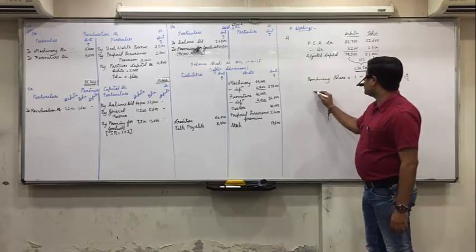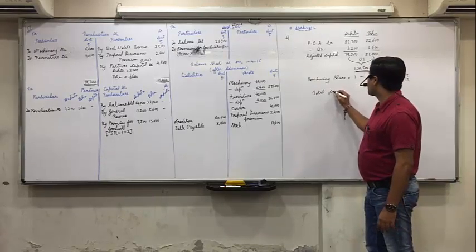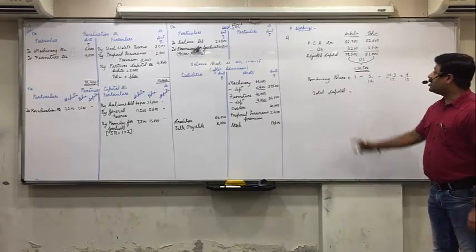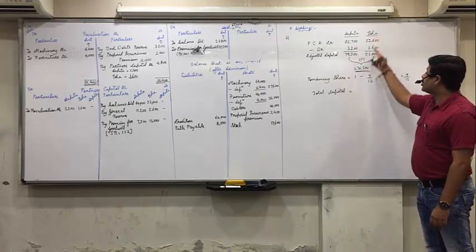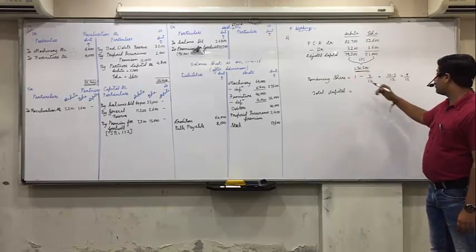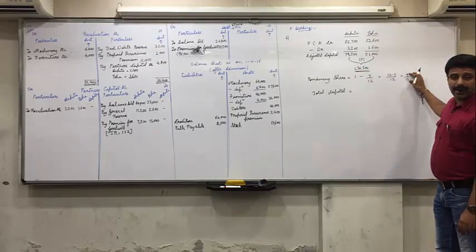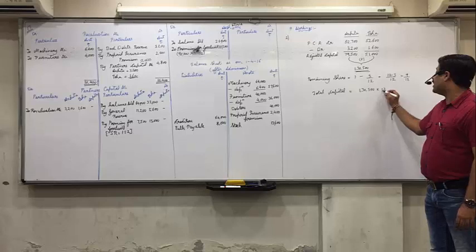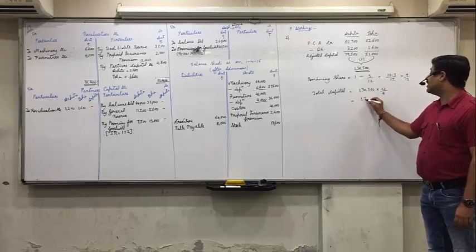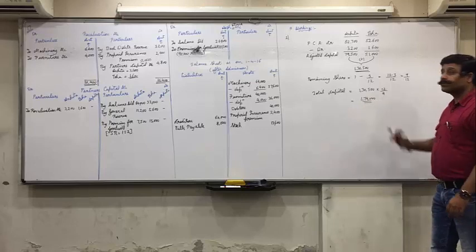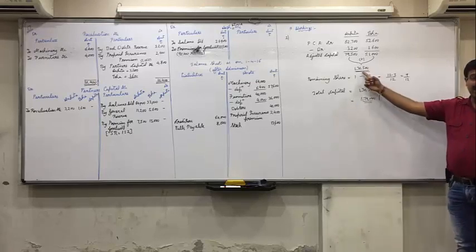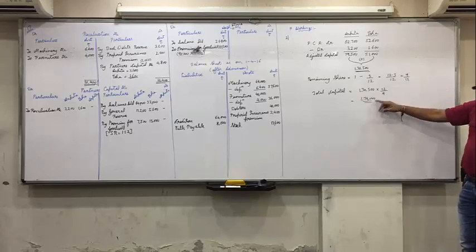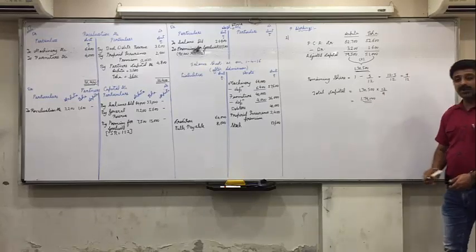Now, total capital of the firm. The adjusted capital of Ankita and Isha is 1,30,500. Their share is 9 by 12. So total capital will be 1,30,500 into 12 by 9, which is 1,74,000. Yes. 1,30,500 into the reciprocal of 9 by 12, that is 12 by 9, gives 1,74,000.